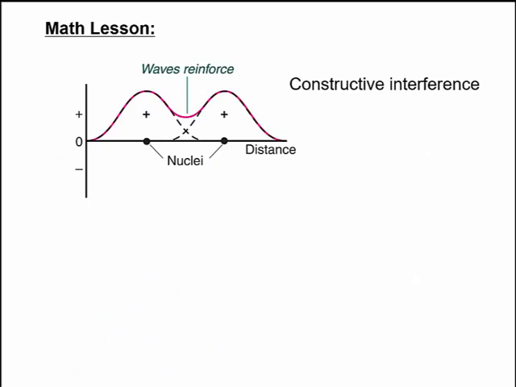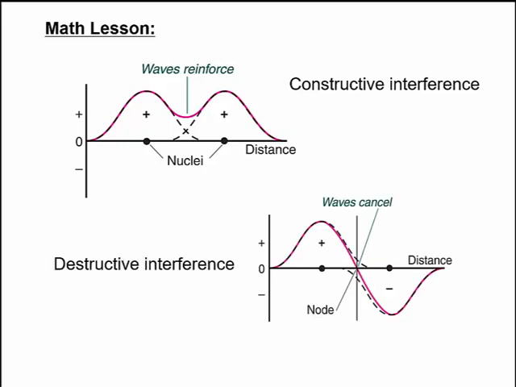So our waves can either reinforce themselves. Here we've got 2 wave functions, one for each nucleus, and the waves can reinforce each other, and that can be constructive interference, or we can have destructive interference, where we've got the waves canceling each other out and a node of 0 electron density appearing between the 2.